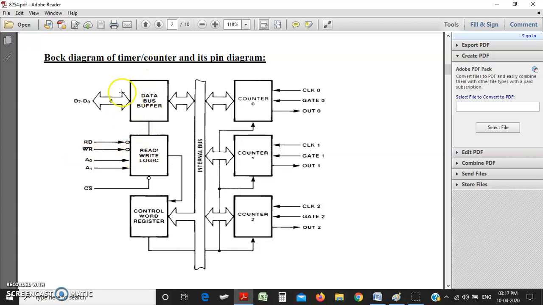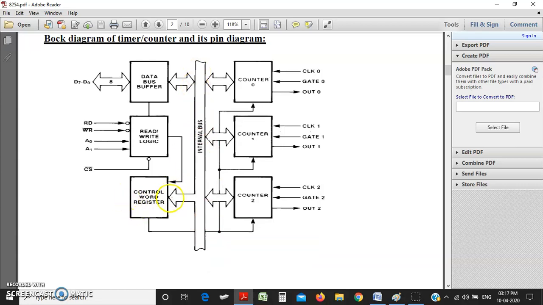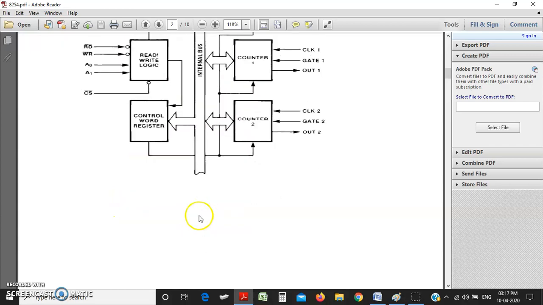And the data bus buffer will be connected to D0 to D7, the data bus of the system bus. And it has its internal 8-bit internal bus. It has a control word register in which the control word will be written, and according to the control word this IC will work.